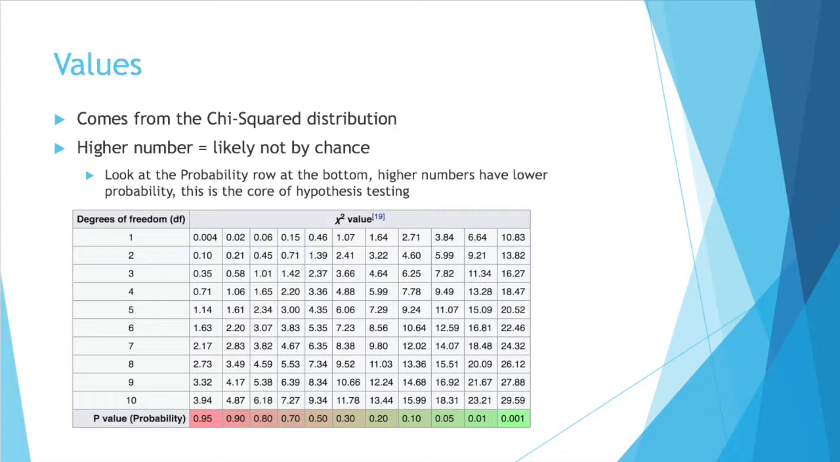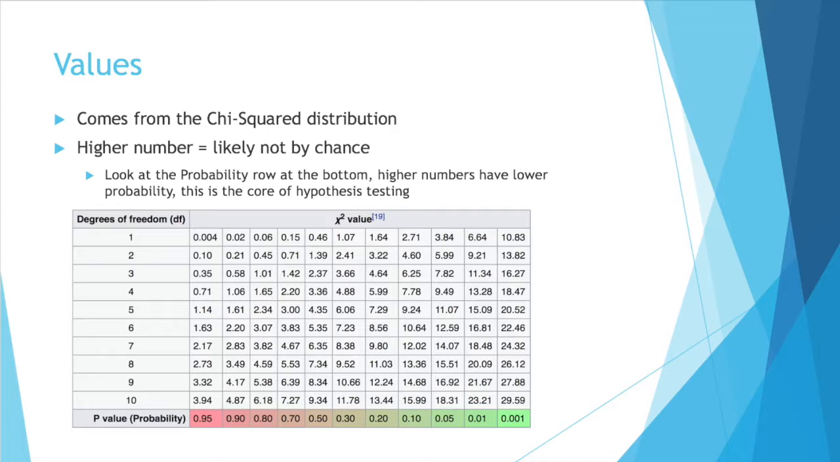So let's look at this chi-squared table. You'll notice that in all the cells from left to right under your x-squared value header, that's your chi-squared value, they increase from left to right. And that is true for every row. So even if your degrees of freedom changes from left to right, your chi-squared value increases.